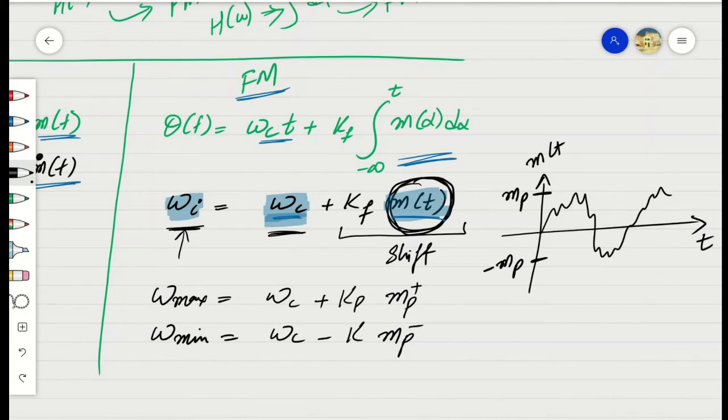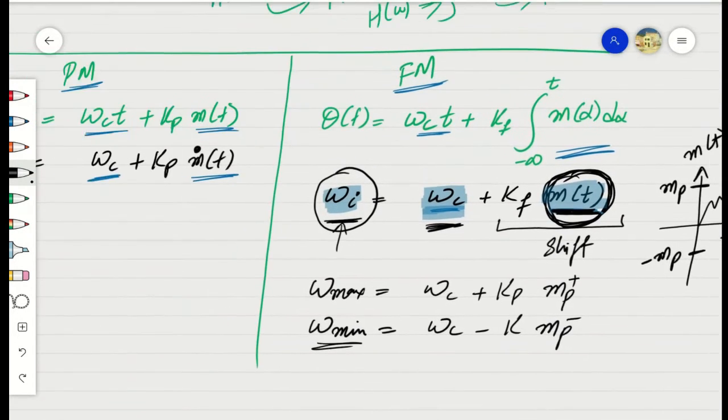So as this information signal is directly being added into the frequencies, when the maximum value for m of t is received at a time instant, for example t naught, the frequency being generated by the modulated signal will be the maximum frequency. While at some other time instant, let's say t1, a negative peak amplitude is experienced, and by substituting this negative peak into this expression as the value of m of t, we get the minimum frequency being generated by the frequency modulated signals.